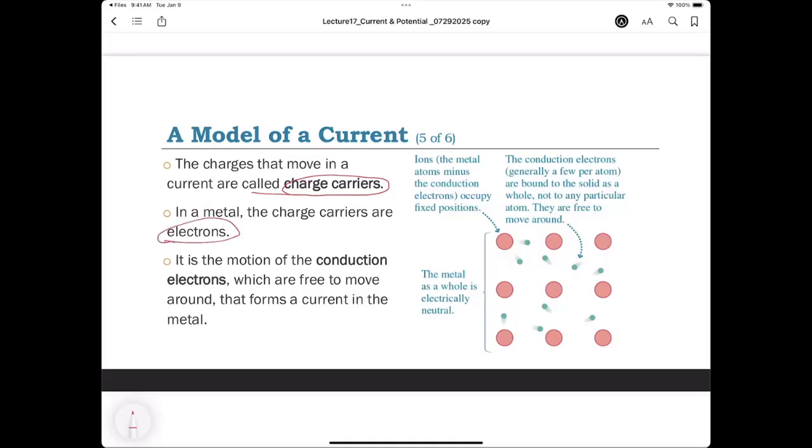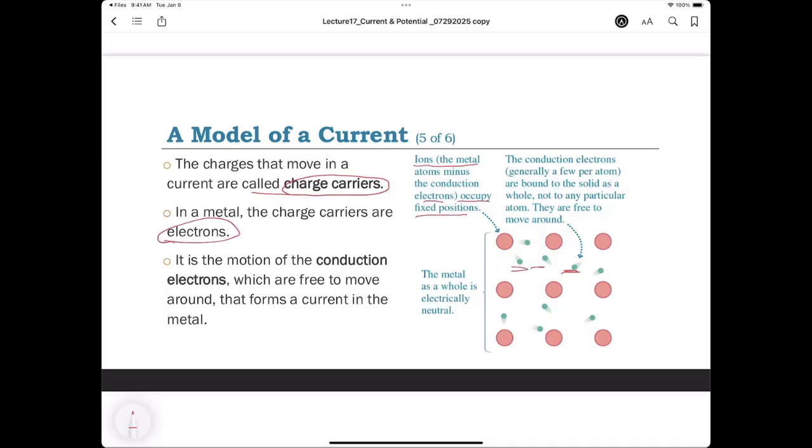You can see the metal atoms minus the conductor electrons occupy fixed positions, and the conductor electrons, generally a few per atom, are bound to the solid as a whole, not to any particular atom. They are free to move around.